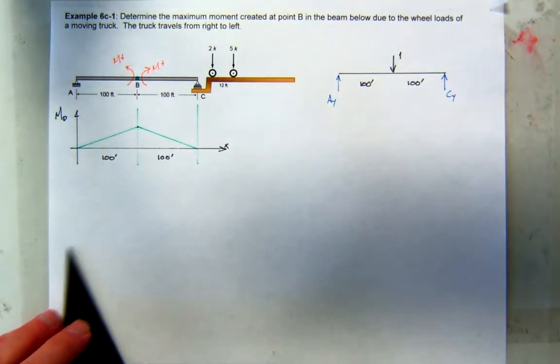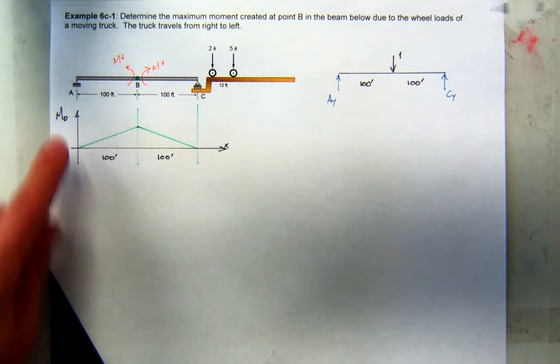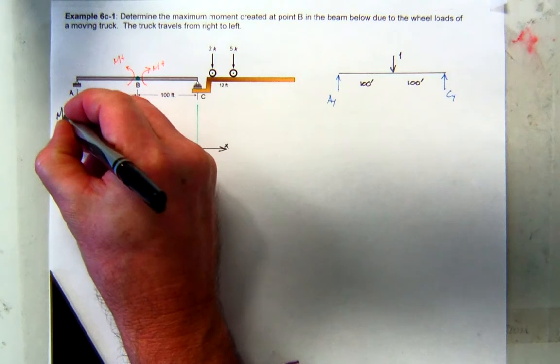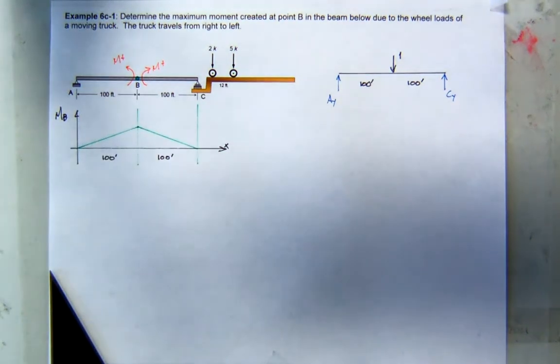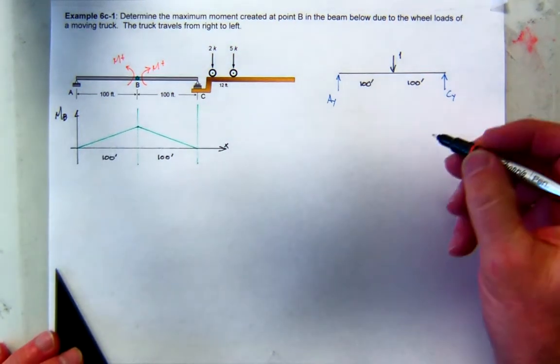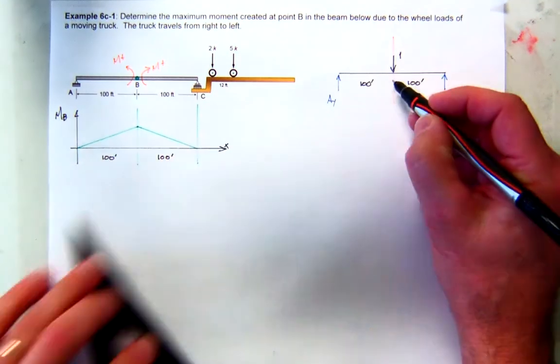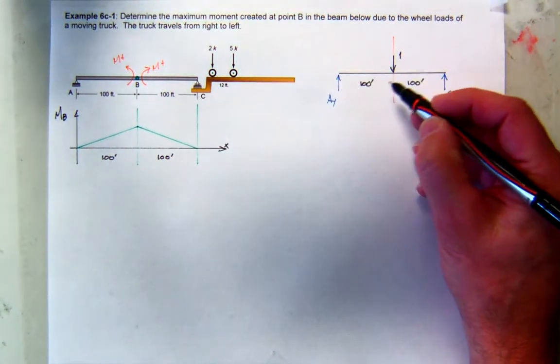And then I'm going to come back, since this is the moment at D. Oh, I wrote D, didn't I? That's B, isn't it? Sorry about that. Let me make that into a B. A poor B, but a B nonetheless. Okay, so I'm going to come back and cut the structure here, and that way I can find the internal moment at B.